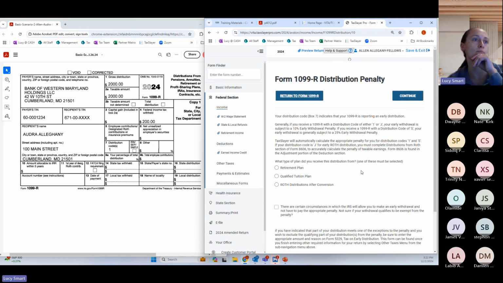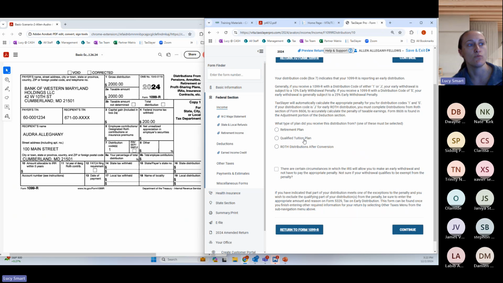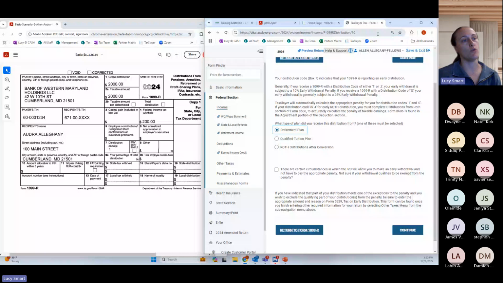And we get asked this question. Our distribution code in box 7 indicates an early distribution. It lets us know it's subject to a 10% early withdrawal penalty. And it's automatically going to calculate the penalty for us. Then it asks, what type of plan did you receive this distribution from? Retirement, qualified tuition, or Roth distributions after conversion? Almost always it's going to be a retirement plan. Qualified tuition is like a 529 plan where you're saving for education expenses. Roth is a unique type of retirement plan.